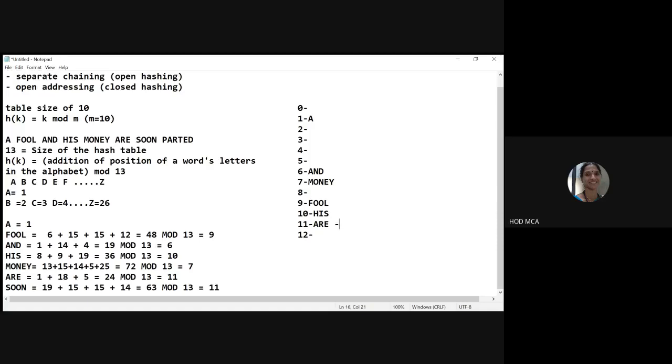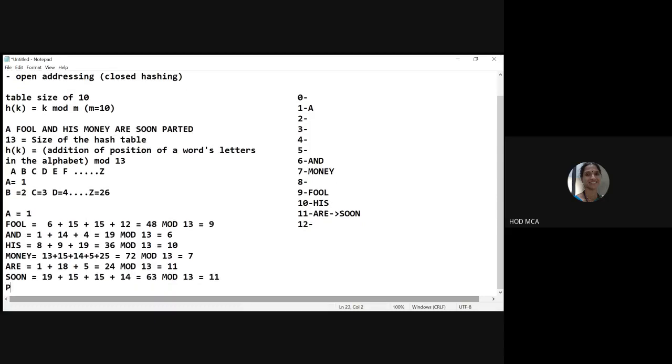Let me show it like this. You have to create a linked list. In the 11th location, you already have R. Now in the next node, I'm going to store soon, because when I calculate soon, it also comes up to 11. So whether it is characters, strings, or integers, there is some way to calculate, and that is what we are trying to see in order to avoid the collision.